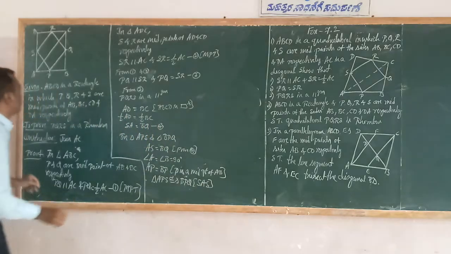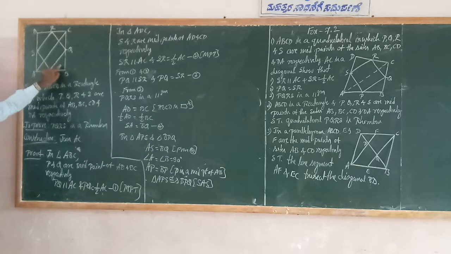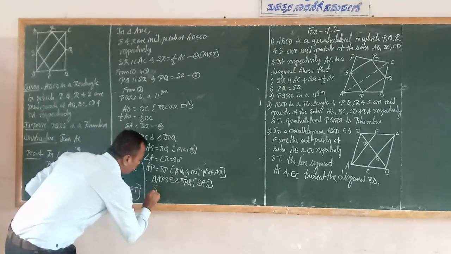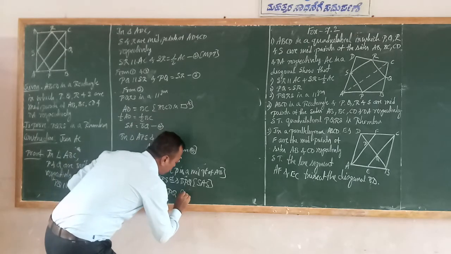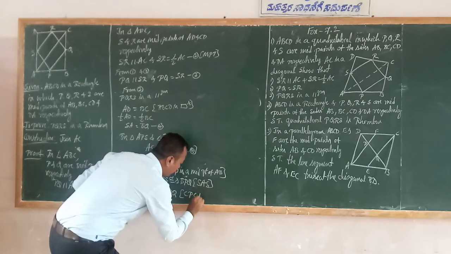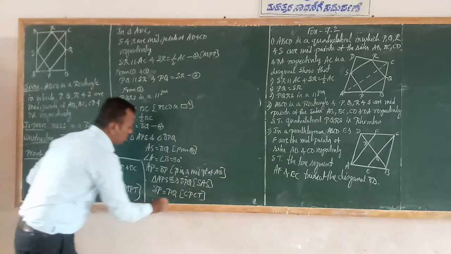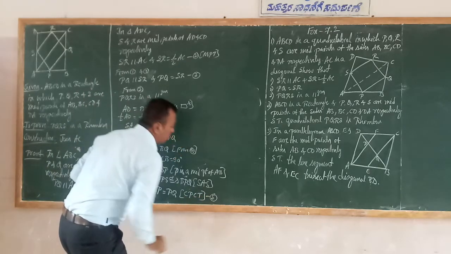Okay, after that, when these two triangles are congruent, the remaining parts also become equal by the condition of what? CPCT. That's why SP is equal to PQ. SP is equal to PQ. Therefore, CPCT. Okay, this is quadrilateral number 5.